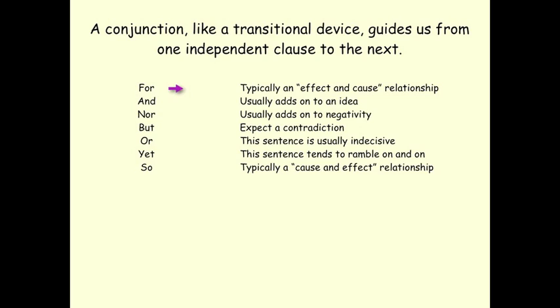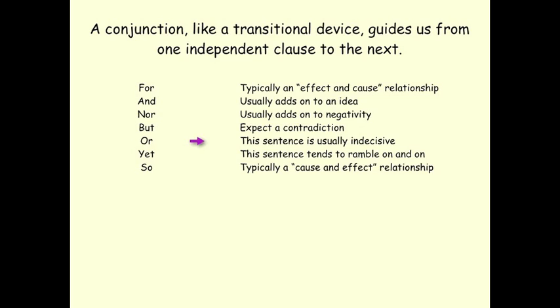The conjunction for typically creates some kind of effect and cause relationship between the two independent clauses. The conjunction and usually adds on to some idea created in the first independent clause. When you see the conjunction nor, expect some kind of negativity to either be built or added onto from the first independent clause. The conjunction but is the contradictory conjunction. Expect some kind of contradiction.